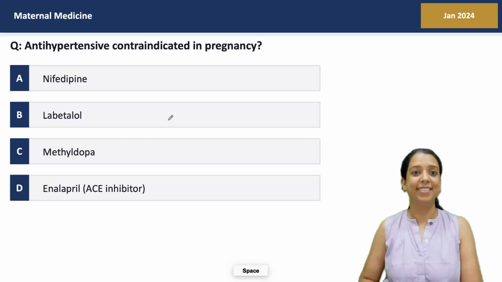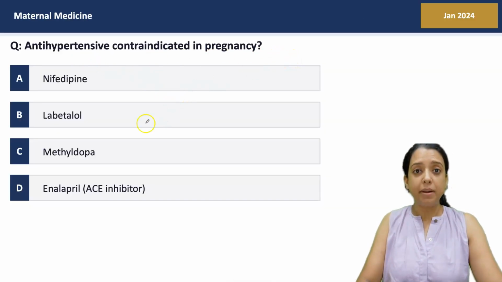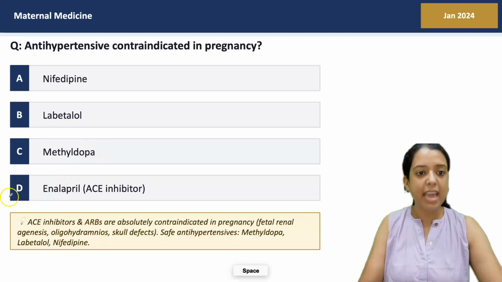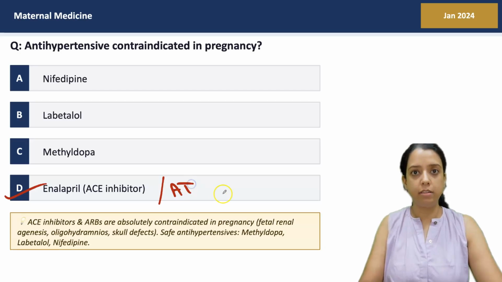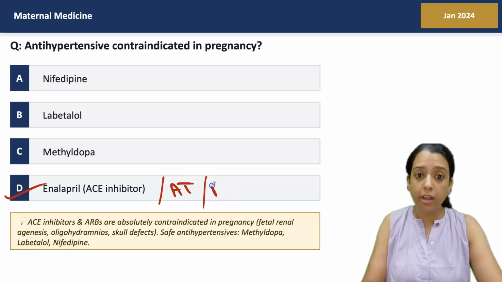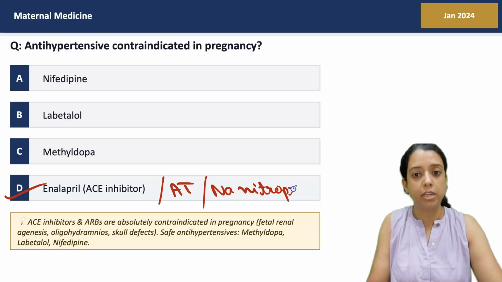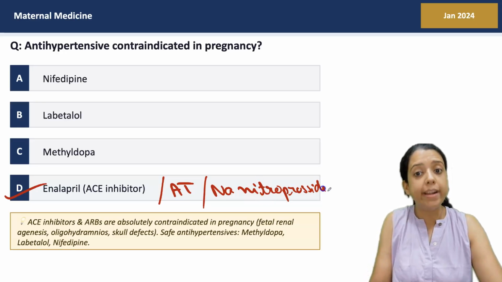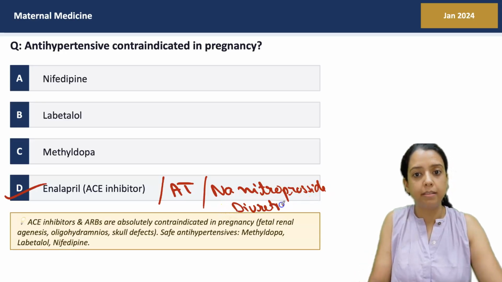Next, maternal medicine. Antihypertensive contraindicated in pregnancy. The antihypertensives that we can't give are the ACE inhibitors, AT antagonists, then sodium nitroprusside. Sodium nitroprusside is the last choice in case of emergencies, as such they are avoided in pregnancy. Similarly, diuretics are avoided in pregnancy. Completely contraindicated: ACE inhibitors, AT antagonists.